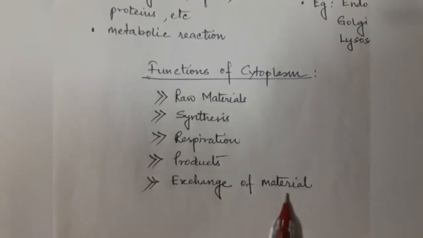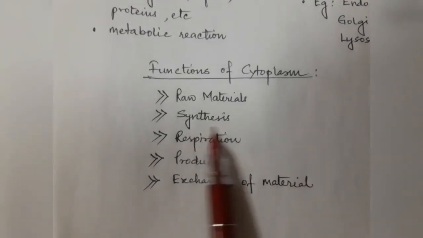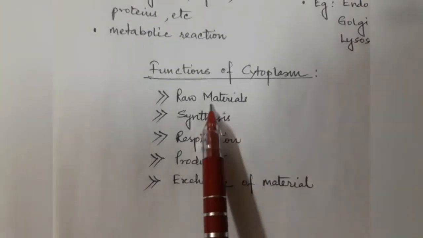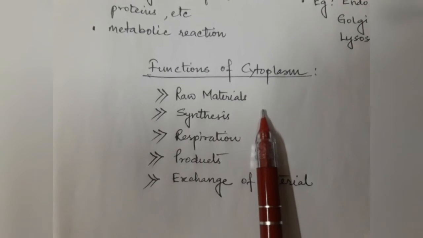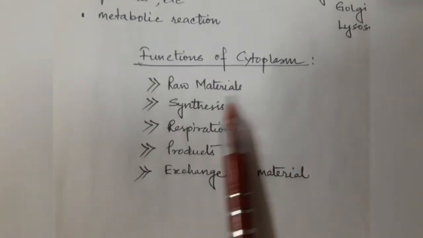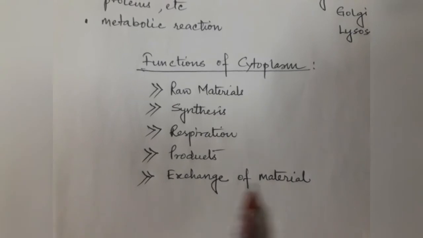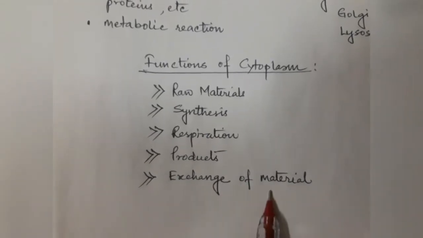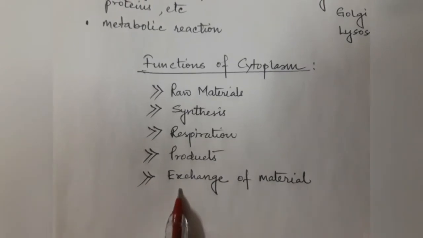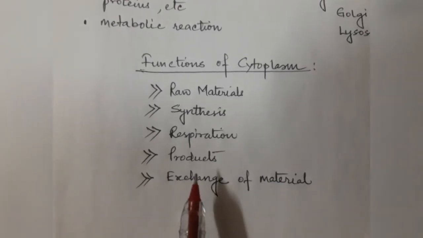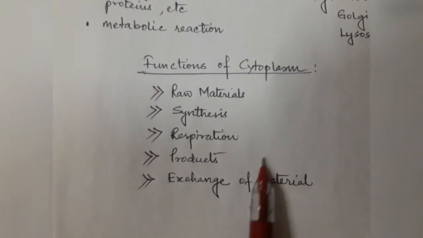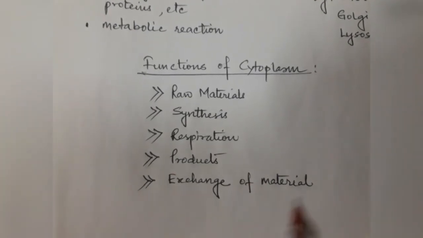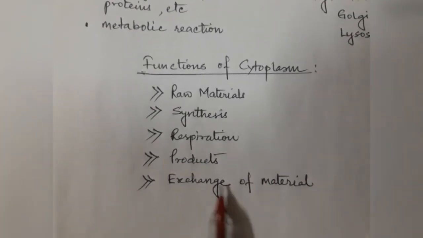Next is exchange of material. Now, as we know that various synthesis takes place, the raw material is taken in from the outside, inside the cytoplasm, right? So there must be an exchange of material. Essential materials must be taken in, and that taking in process is through either osmosis, right? We have understood endosmosis, then diffusion.